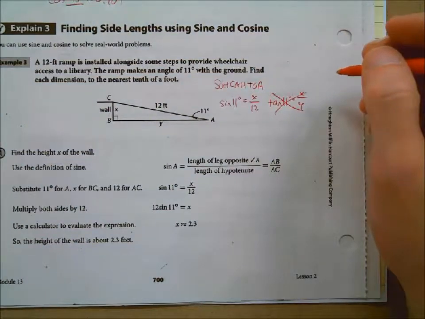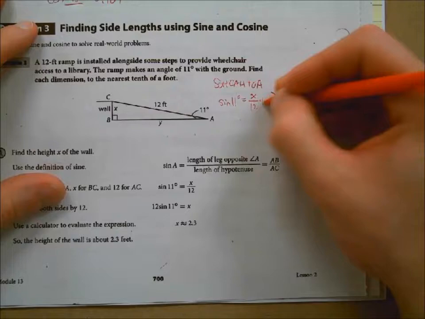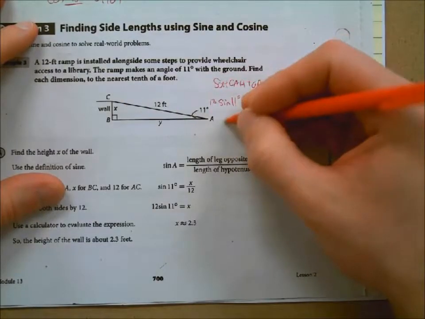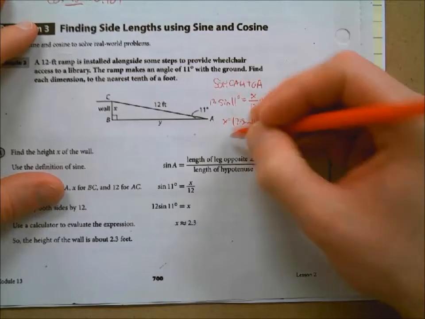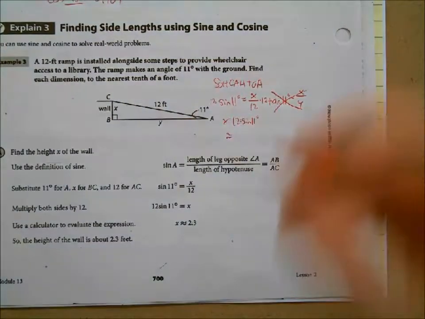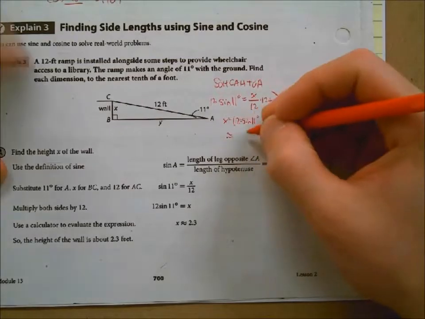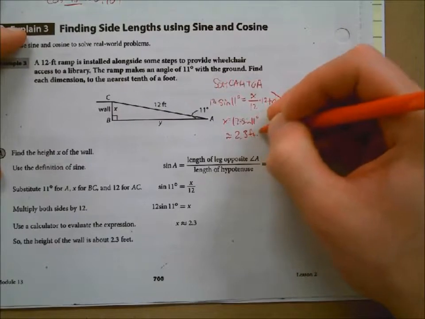So how do we solve for x here? What should we do to both sides? Yeah, multiply by 12. So you'll see now the steps are very similar to what we did with a tangent. So we'll do 12 times sine of 11 degrees, which is approximately, let's see, round to the nearest tenth of a foot, so 2.3 feet. That's x.